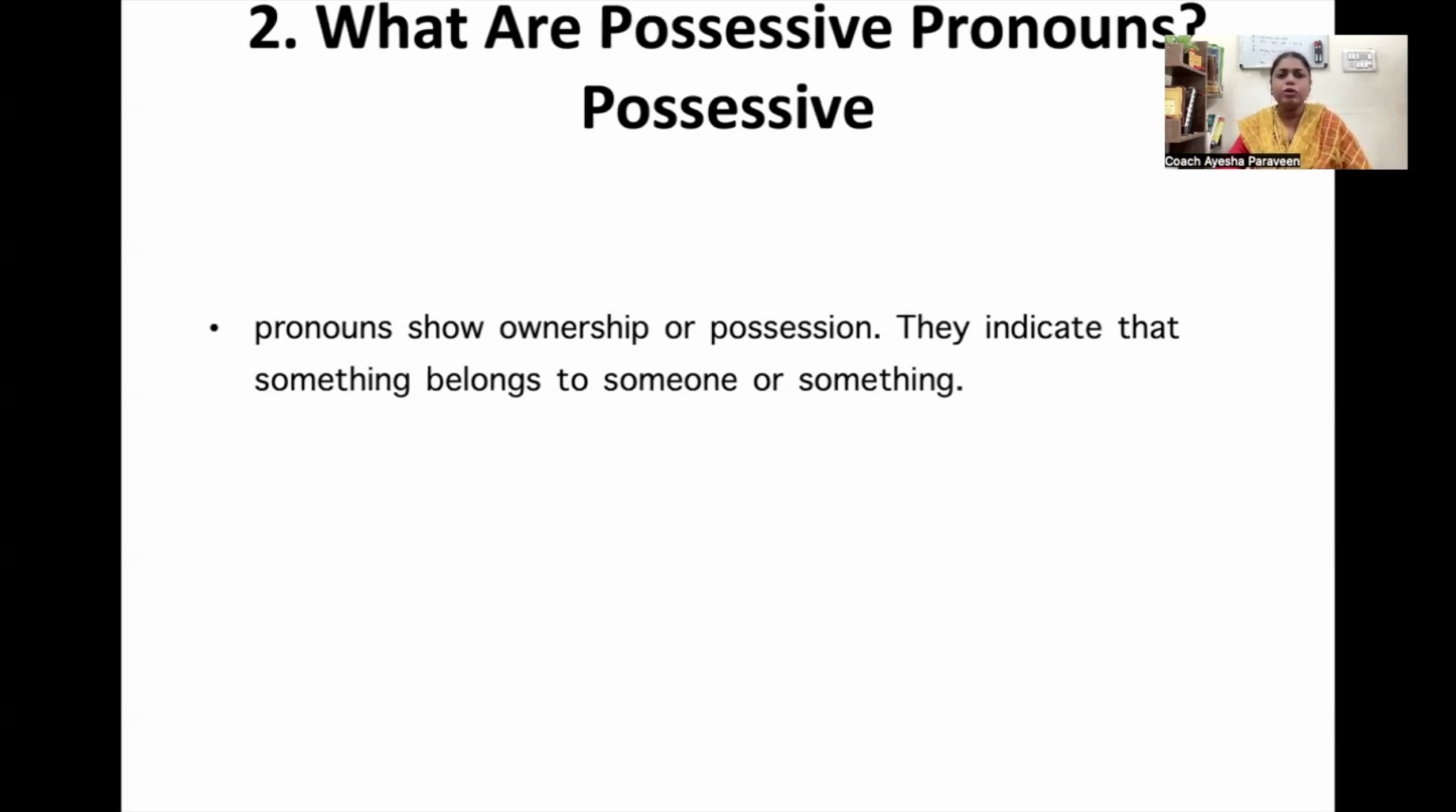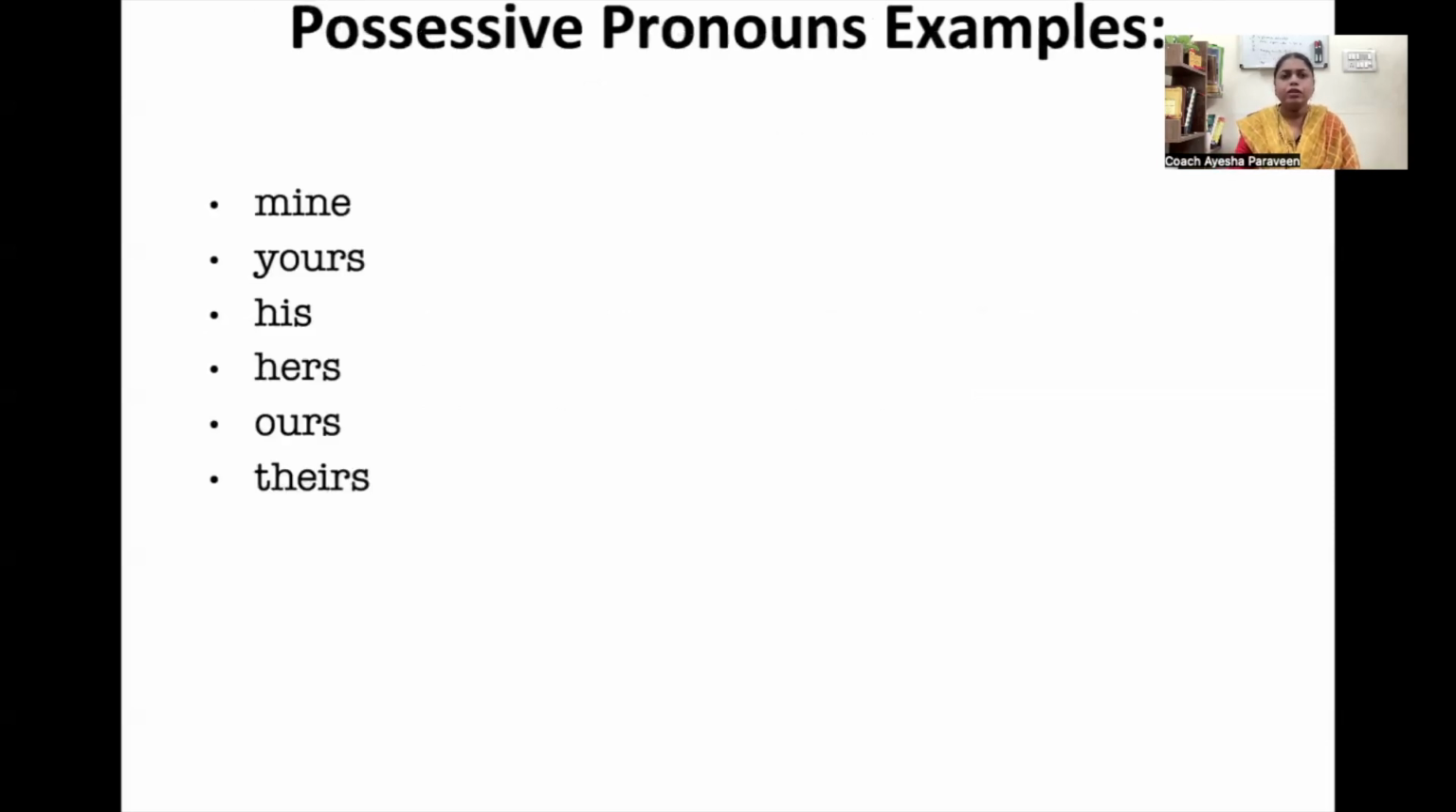So possessive pronouns show ownership or possession. They indicate that something belongs to someone or something. So possessive pronouns show the possession, the ownership of something or someone. So what can come in possessive pronouns? Mine, yours, his, hers, ours, theirs can come in possessive pronouns.